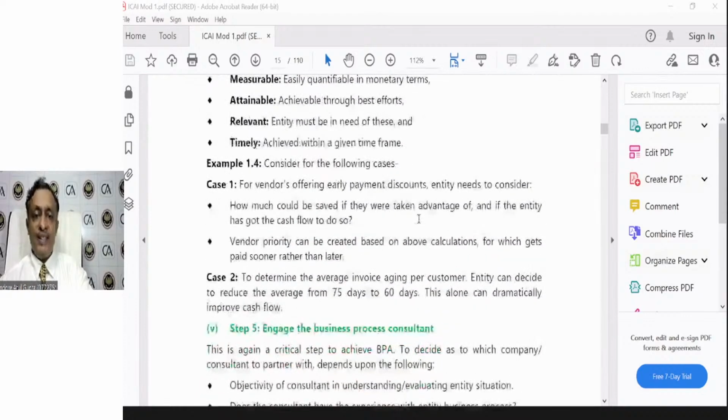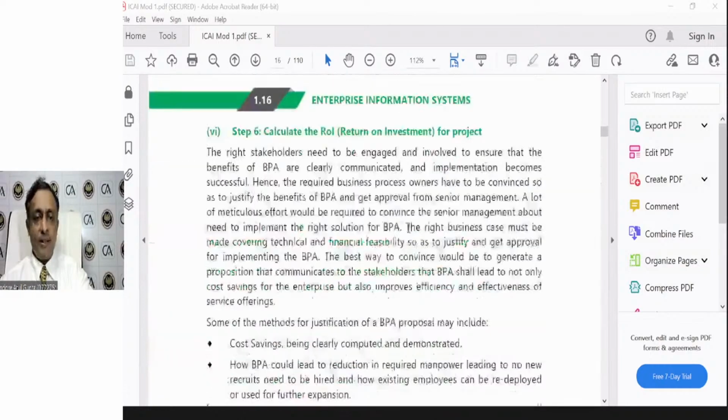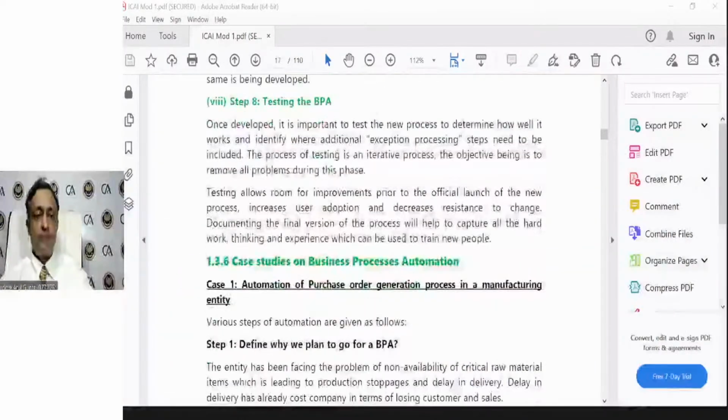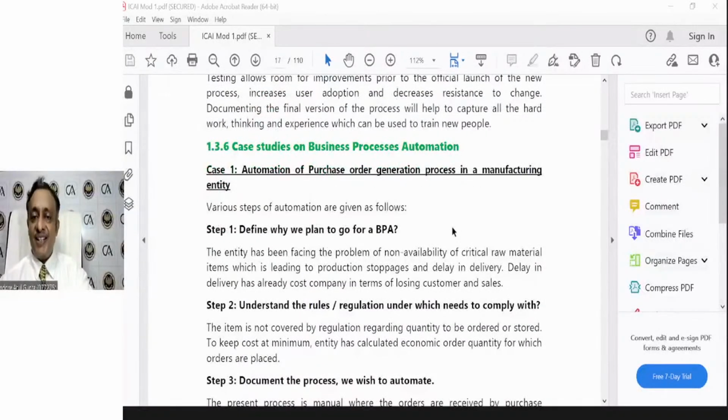So here case 1 is there for vendor offering early payment discount, entity needs to consider. So let us just go at the downside. Last part. Yeah. Automation of purchase order generation process in manufacturing entity. So that is a case study on business process automation given in the module. One, I've shared with you, that snack seller. The third one, the entity that automated business near your locality, near residence that you personally experienced. So just bring these three together and then you learn better.